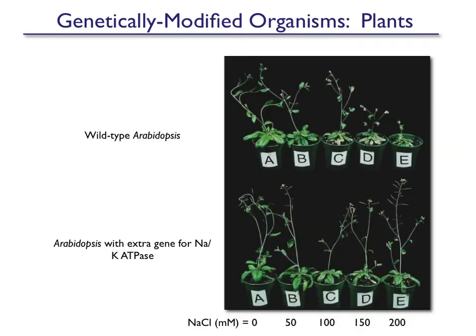Here's an example of Arabidopsis. Arabidopsis is a model system that's used to study plants, and these Arabidopsis plants have been engineered or genetically modified to contain an extra gene to allow for a sodium-potassium ATPase. And so what this allows is for these plants to tolerate high levels of salt. So down here on the bottom we see Arabidopsis that have been treated with different concentrations of salt, and they're growing just fine. The normal Arabidopsis that doesn't have this special gene, when you treat it with higher concentrations of salt, it really inhibits plant growth.